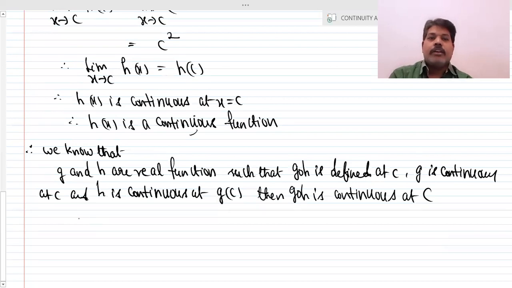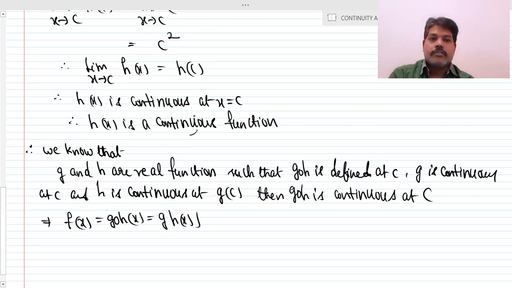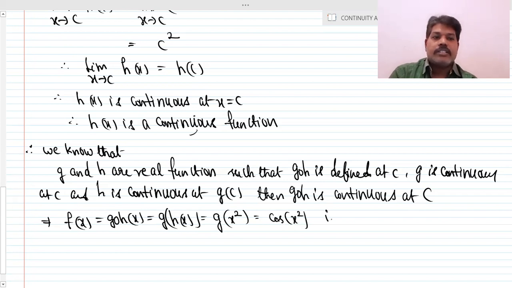So that implies f of x is equal to g circle h of x. That is nothing but g of h of x. h of x is nothing but x square. And g of x is nothing but cos x. Automatically this value will become cos of x square, which is continuous.